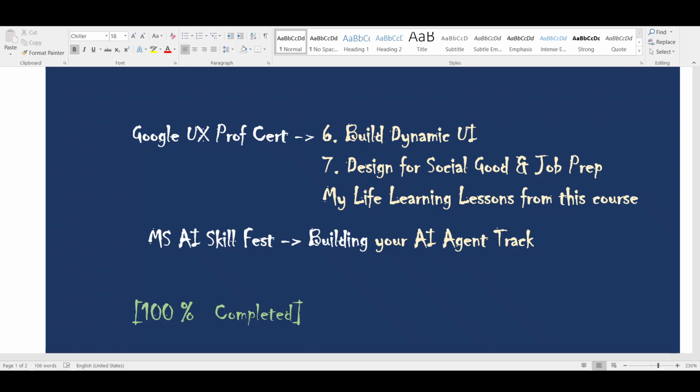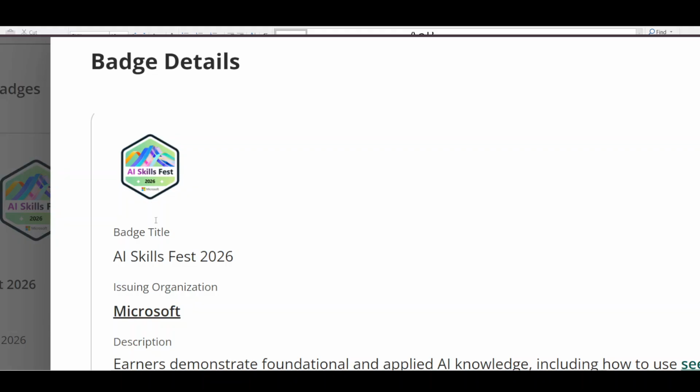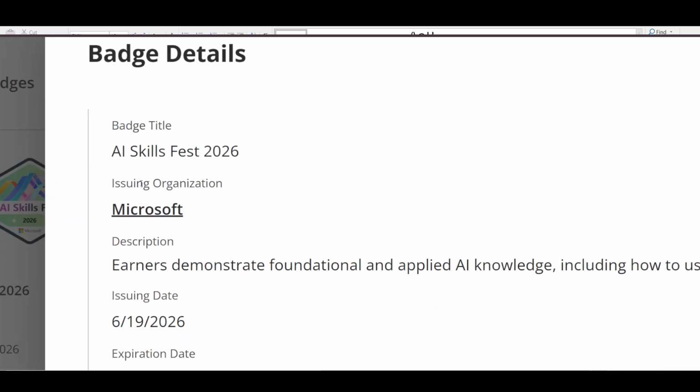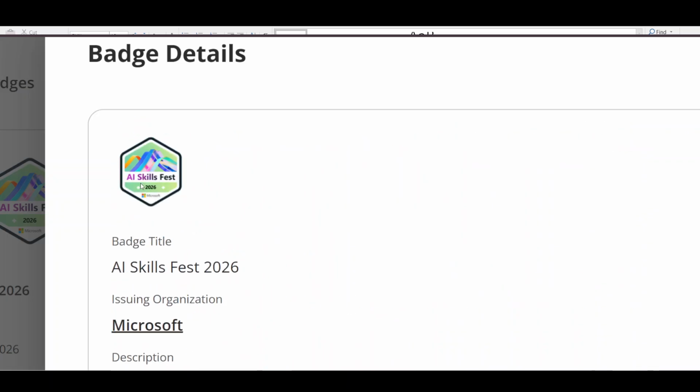So, okay, wait. I didn't show you the badge, obviously. Yeah, so this is the AI skill test badge which I got from Microsoft. There was an AI skill test between 8 to 12th June. I took part and I got this and a certificate voucher, and also learned how to build AI agents from scratch. So that's the thing.